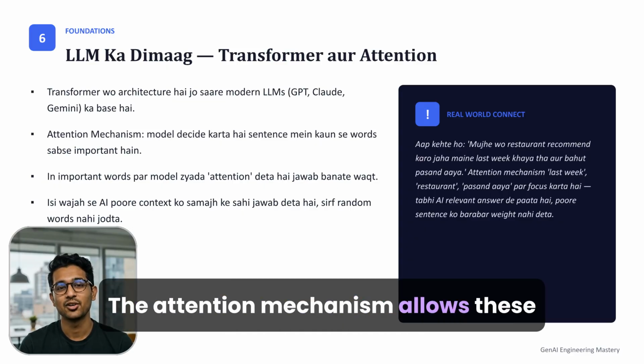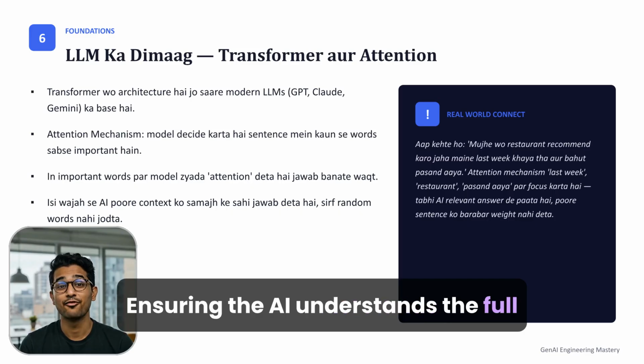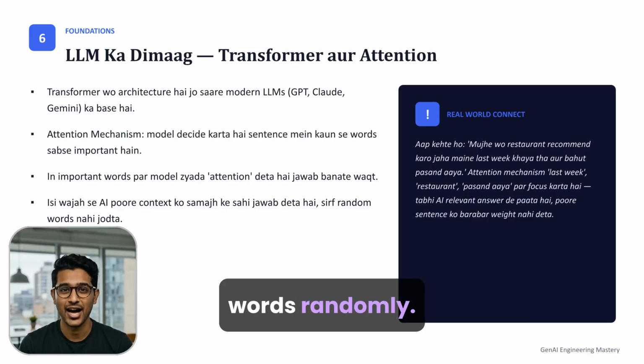The attention mechanism allows these models to focus on the most relevant words in a sentence, ensuring the AI understands the full context rather than just processing words randomly.